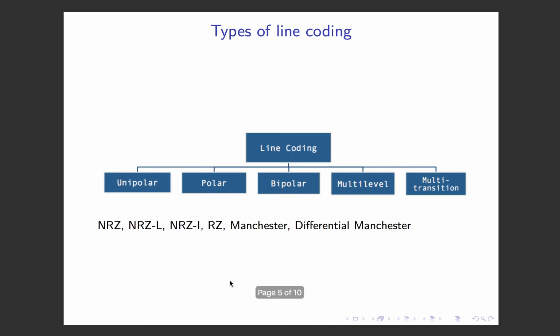Now there are several types of line coding schemes we will deal with: unipolar, polar, bipolar, multi-level, and multi-transition. In this course, we will mainly confine ourselves to NRZ-L, and there is another variant of NRZ, NRZ-I. NRZ-L means NRZ level, and NRZ-I stands for NRZ inverted. And then we talk about RZ, Manchester and differential Manchester.